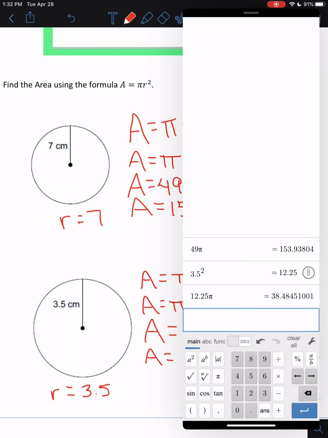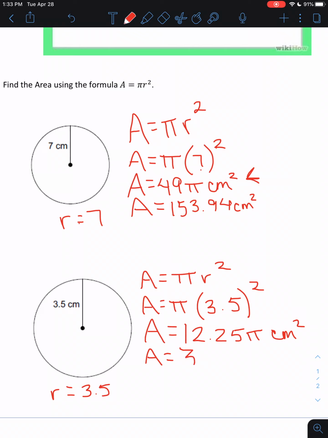So we look at that 8. Next to that 8 is a 4, but next to that 4 is a 5. So the 5 is going to round the 4 up to a 5. Then that 5 would make that 8 round up to a 9. So 38.49 centimeters squared. Okay, so that was our area on that second one.